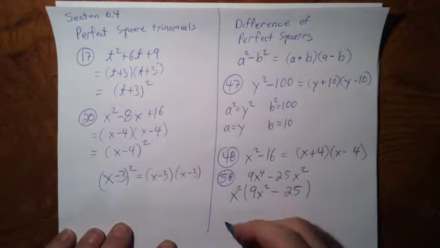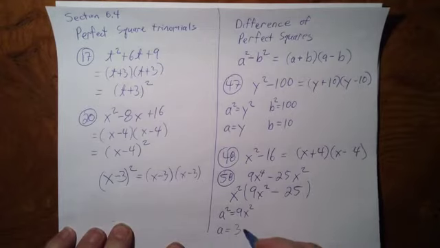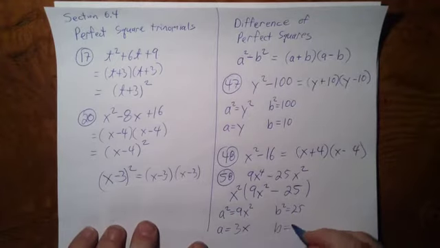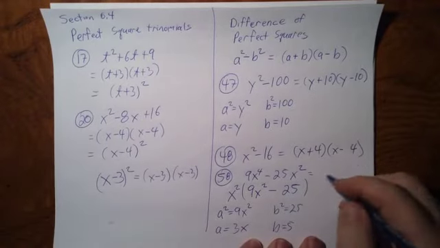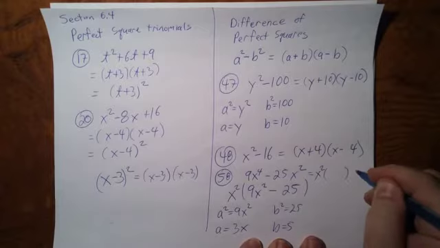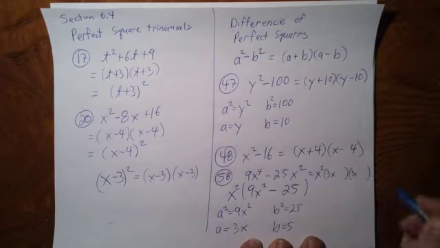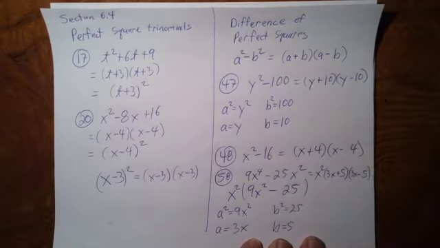So let's take a look now. Let a squared equal 9x squared. That'll give us the value of a being equal to 3x. We take the square root of 9 to be 3. We take the square root of x squared to be x. If we let b squared equal 25, then the value of b is going to equal 5. So when we write this in final factor form, we're going to have x squared times 3x, 3x, 5, 5, and then plus minus.